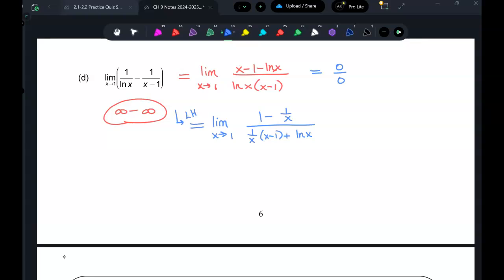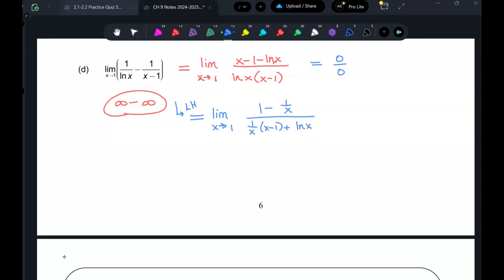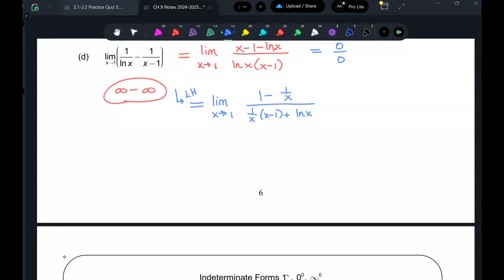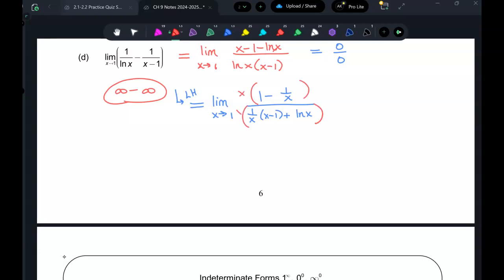You'd have to do another product rule, which is why I would try to eliminate this algebraically. So I'm going to multiply just the top and the bottom by x. Let's see what happens. That's going to make it x minus 1 over.